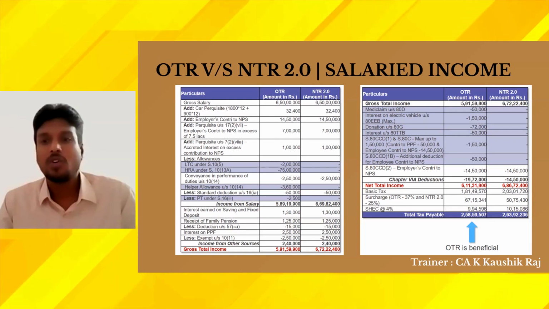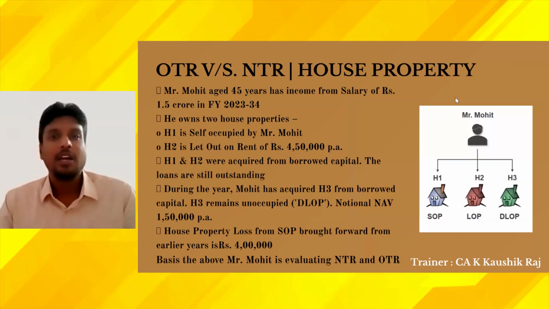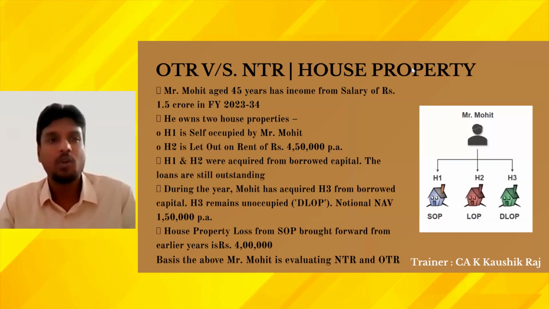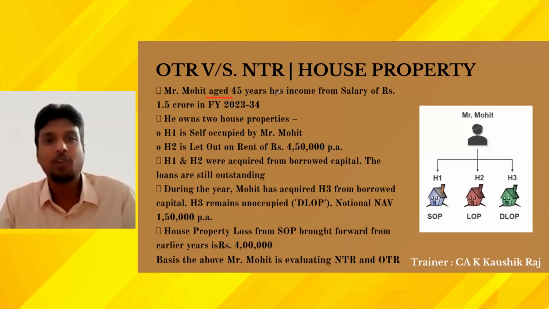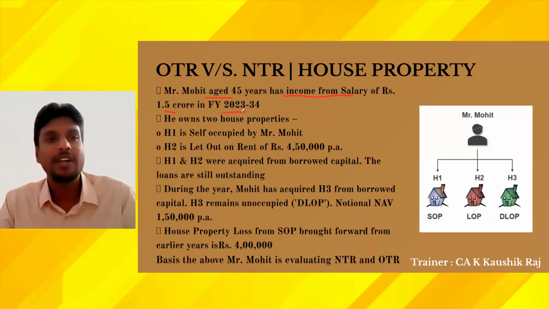Okay, so this is old tax regime versus new tax regime in terms of the salary income. Moving further to see in terms of the house property, how does the calculation look? Mr. Mohit, aged 45 years, has income from salary of rupees 1.5 crore in financial year 23-24.